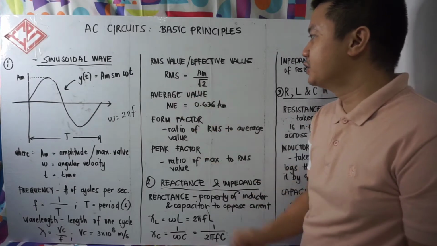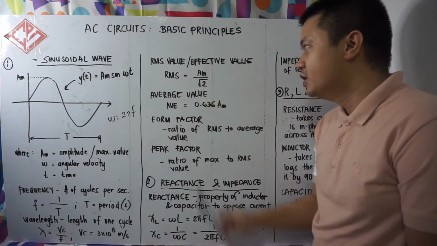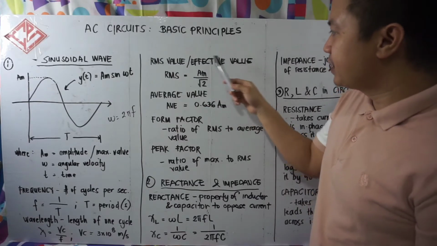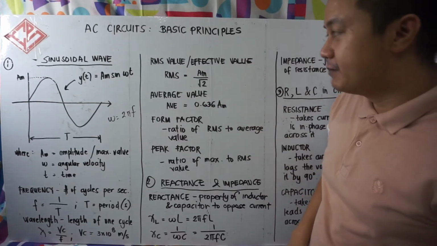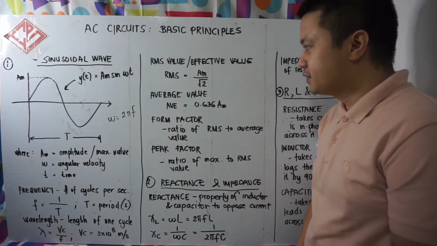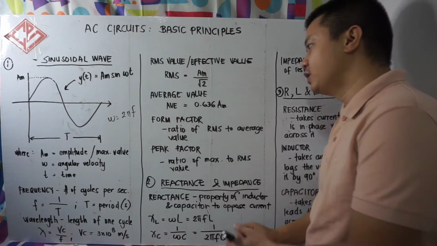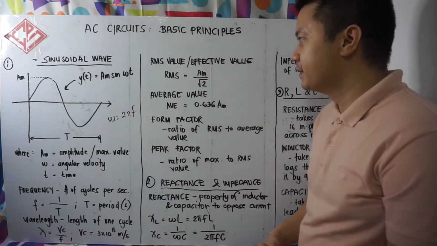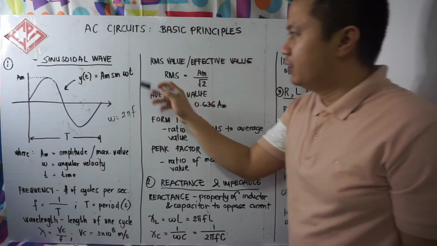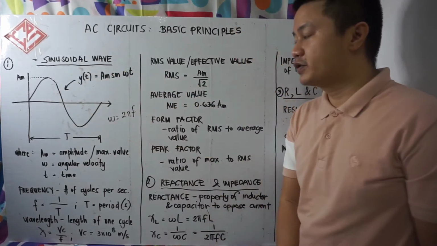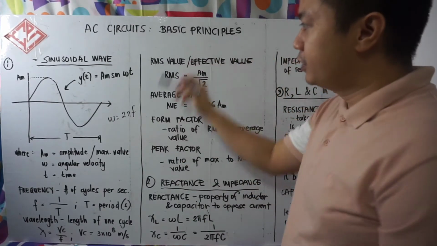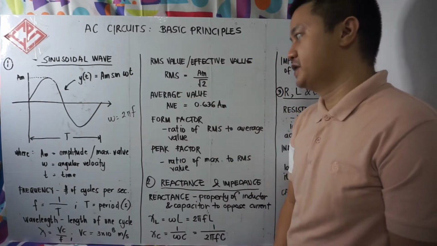So RMS is equal to Am over square root of 2, in which Am can be the maximum current or the maximum voltage. For your average value, this is equal to 0.636 Am. Take note that these two formulas are just applicable for one whole sinusoidal wave. So this is not applicable to other forms of functions.